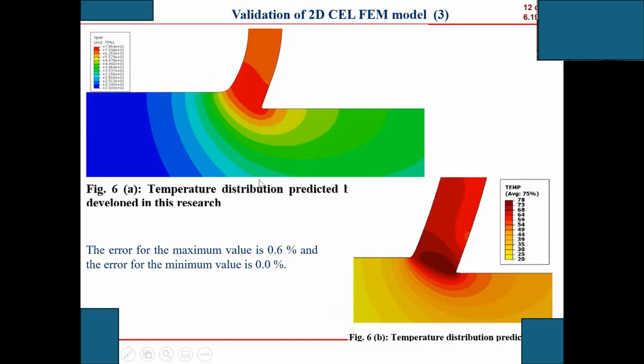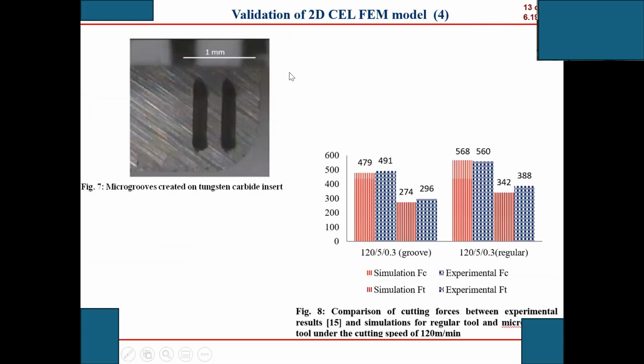So here, temperature distribution validation. You can see the error of the temperature distribution is 0.6%. The minimum value is the same. And then here, we validate our model.